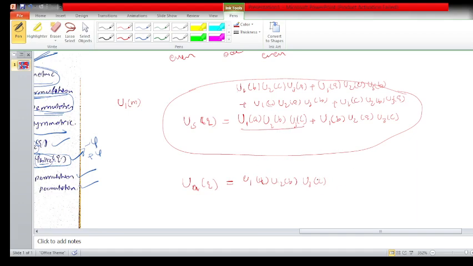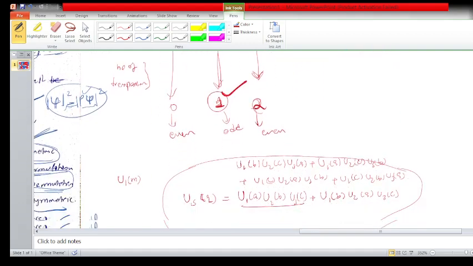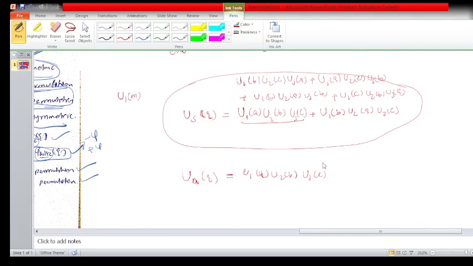Then the second one, what about it? The second one has an odd permutation. When it is an odd permutation, the second one will become minus, because you are having an odd permutation. So it is minus u1 of B, u2 of A, u3 of C.